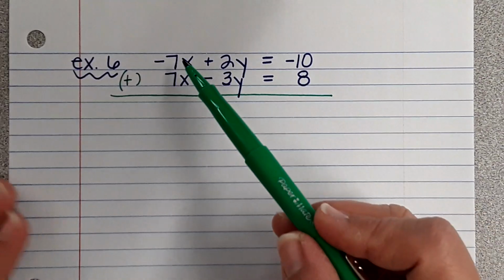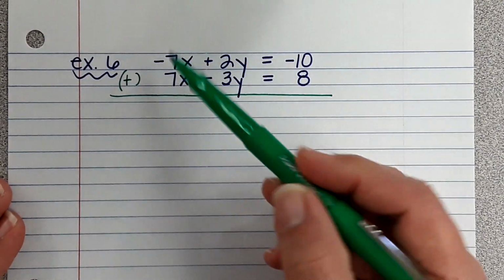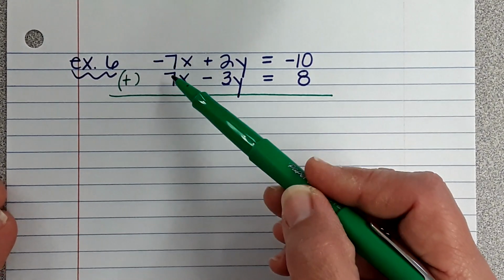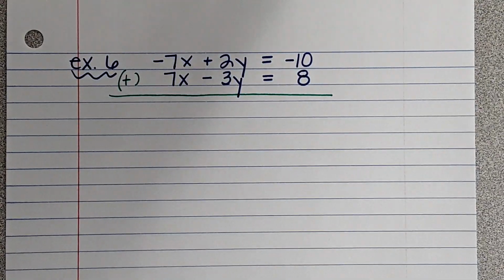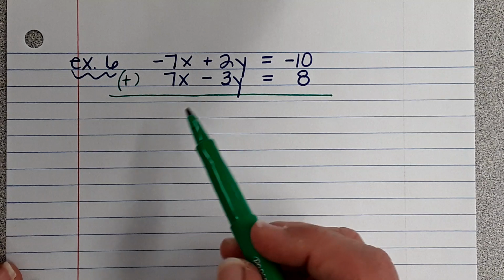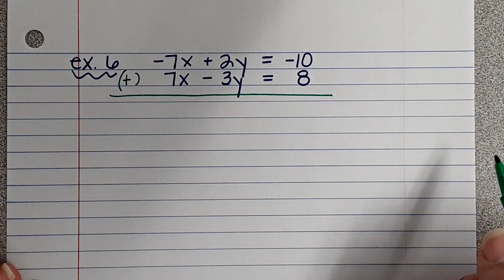So we are adding these two equations because the x terms both have 7s, and we're adding because they're opposite. If they were the same sign, we would have subtracted. So negative 7x plus 7x is 0. 2y plus negative 3y.